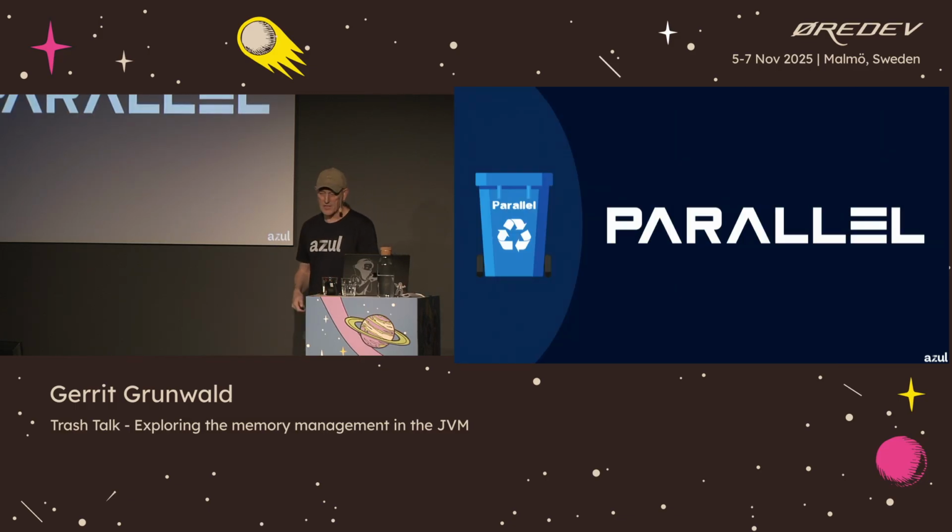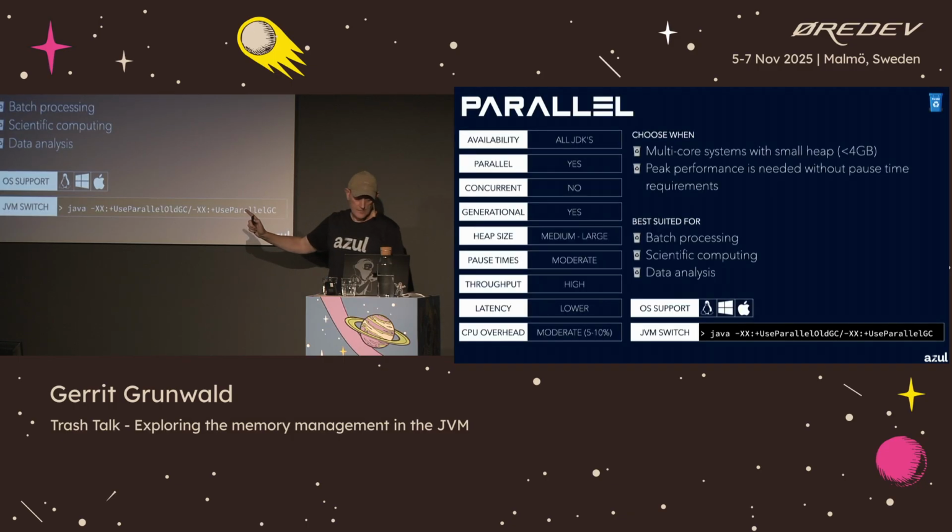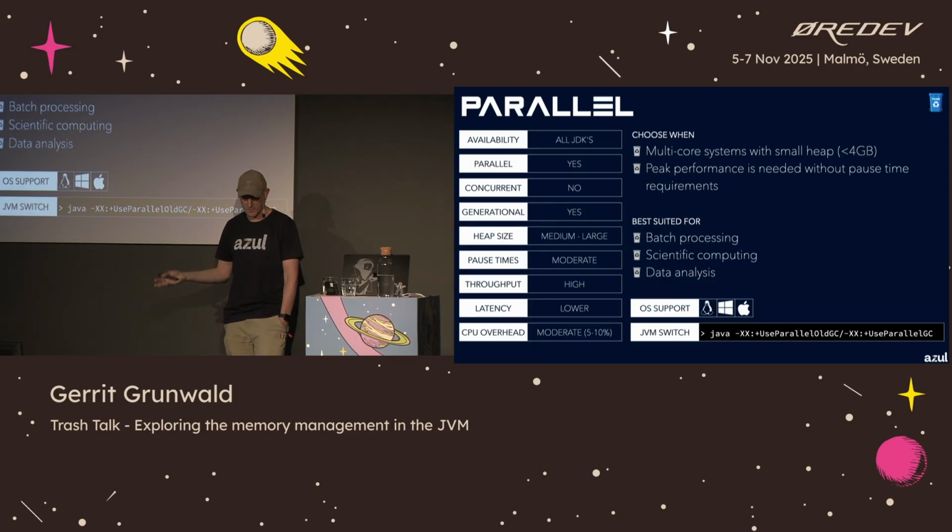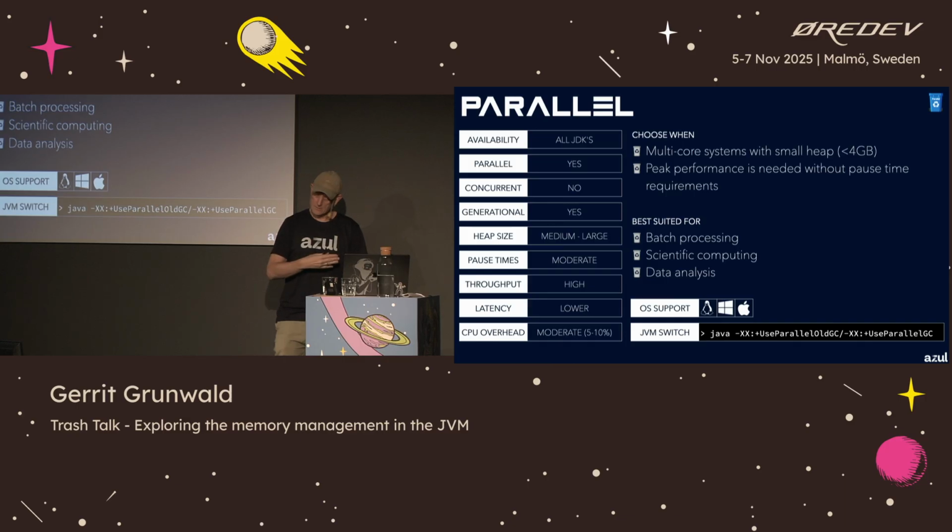Leads me to the next one, parallel GC. This is also called the throughput collector. And the reason for that is, first of all, this is fully parallel. That means we don't use just one thread for the garbage collection, but we use as many as possible. If you have more than one, the garbage collector will try, and you can even configure that, to use as many as possible. And that is also the reason why this is called the throughput collector.